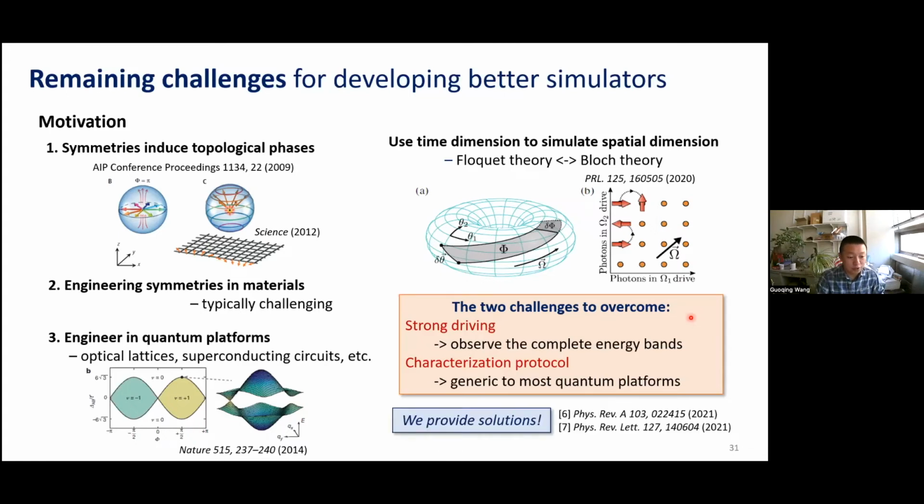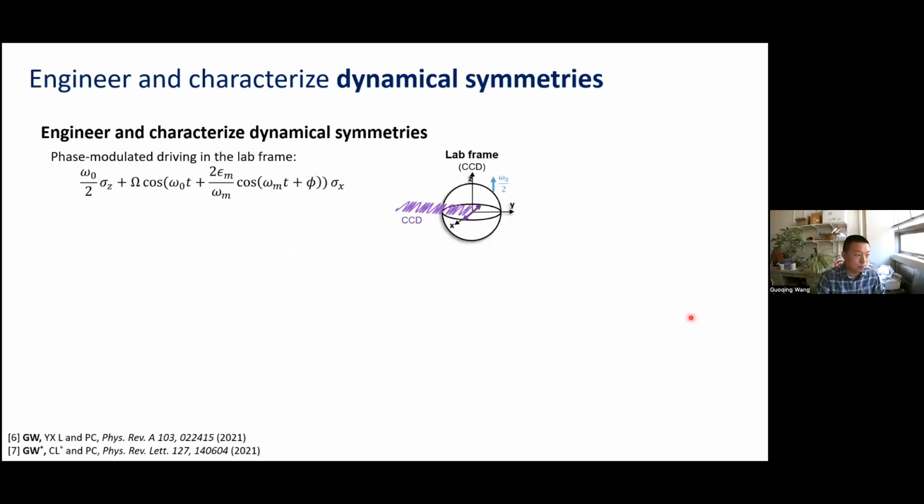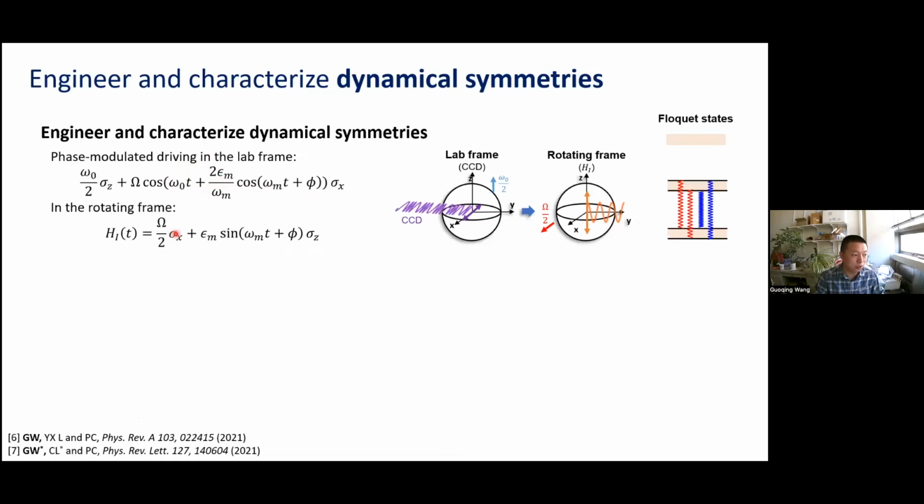In the following introduction, we will show that we provide solutions to both of these two challenges. To achieve strong driving, we propose that we can engineer the phase modulated driving in the lab frame. Instead of applying a single tone sinusoidal oscillation, we now introduce this complicated phase modulation. Even though this waveform looks very complicated, in the rotating frame it can be simplified to a typical driven two-level system with a qubit energy defined along the x direction with amplitude capital Omega, and the driving defined along the z direction with amplitude epsilon m.